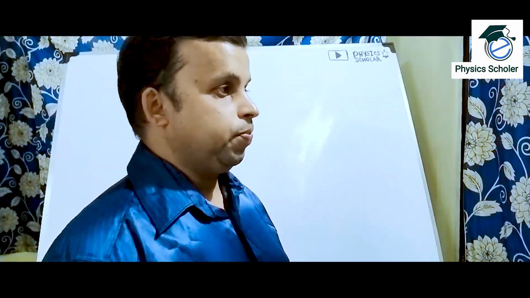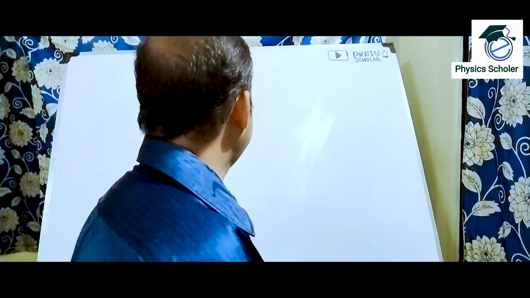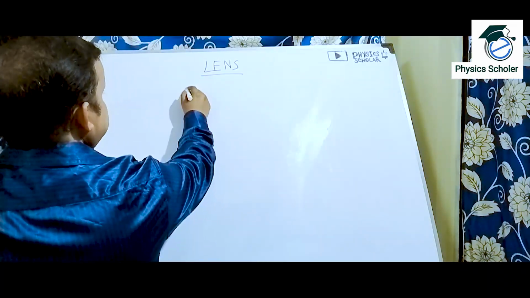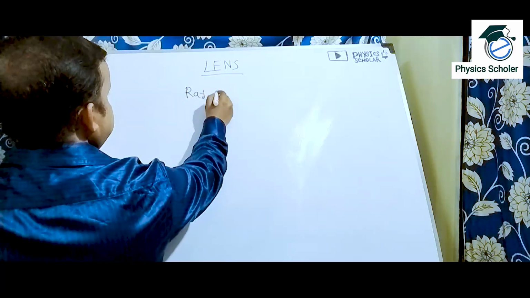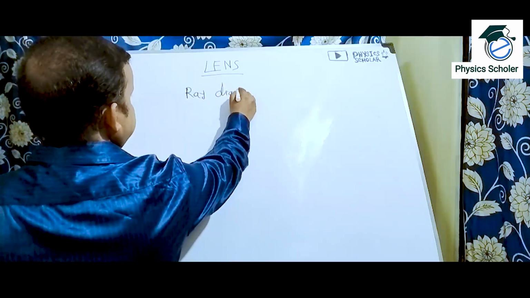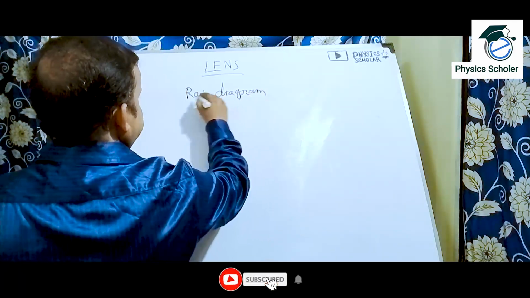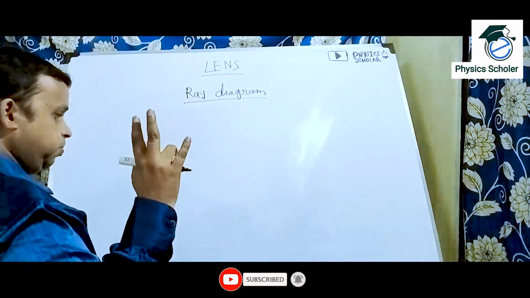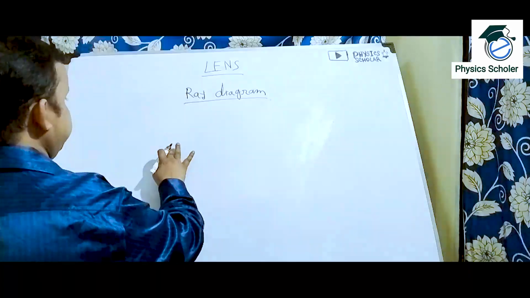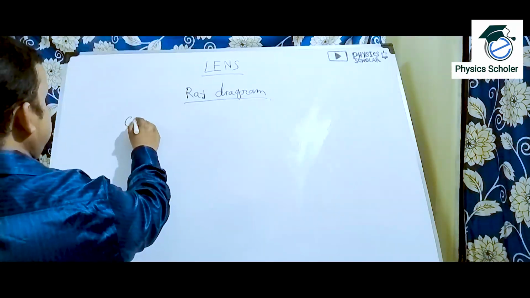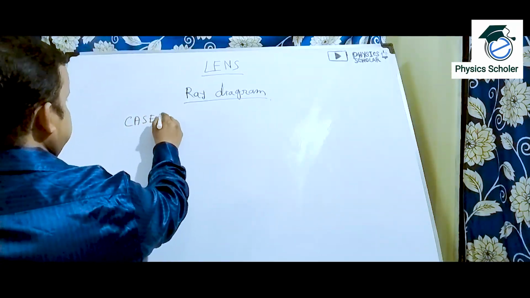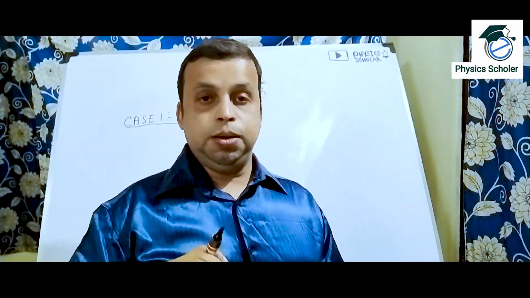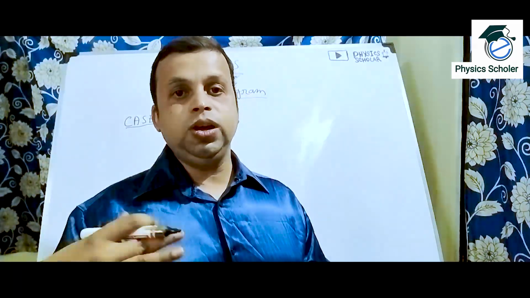Okay, let us move to today's topic. Today's topic is the ray diagram, here for both types of lenses. What two types of lens? Convex and concave. So first, case one. Whatever questions may come from this, you have to complete the ray diagram.